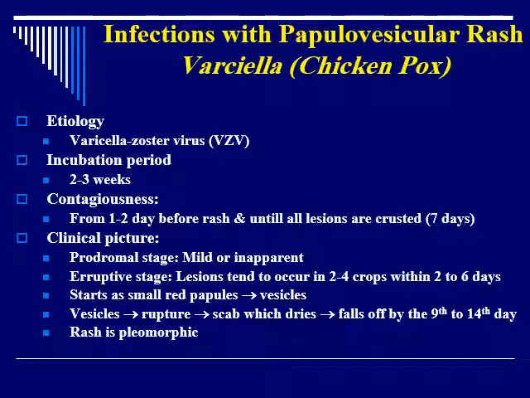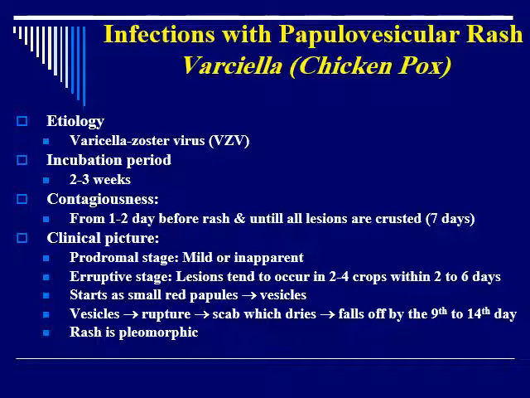Now we are going to discuss an example of exanthematous fever with papulovesicular rash. It's varicella or chickenpox. The causative agent is varicella zoster virus. Incubation period is 2 to 3 weeks. Contagiousness is from 1 to 2 days before rash and until all lesions are crusted. It takes about 7 days.